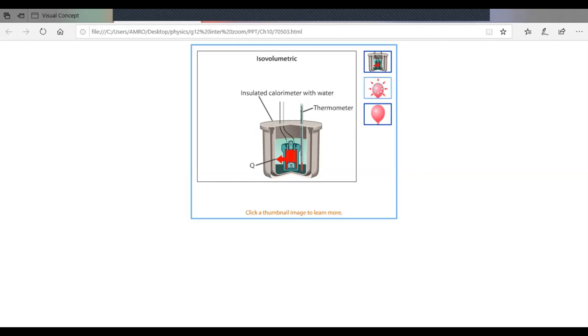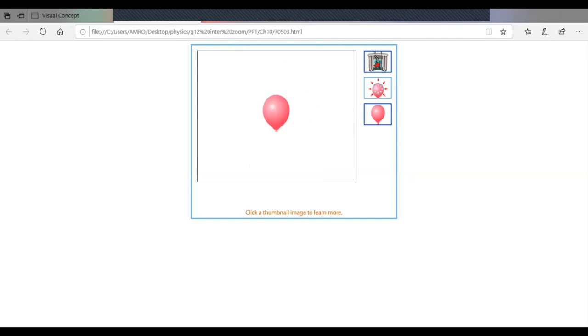So iso means, as I told you before, isolation, meaning separated from the environment. Now we will consider a process in which temperature is held constant. The word for this is isothermal.